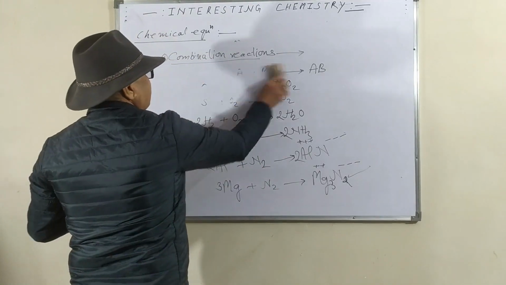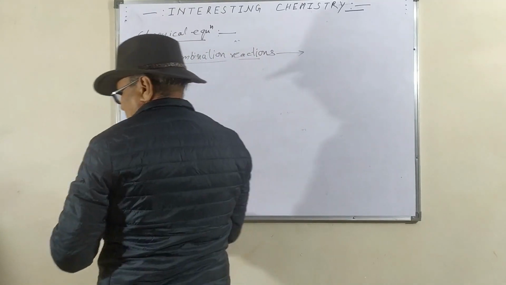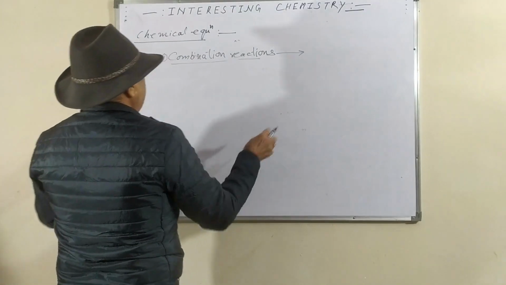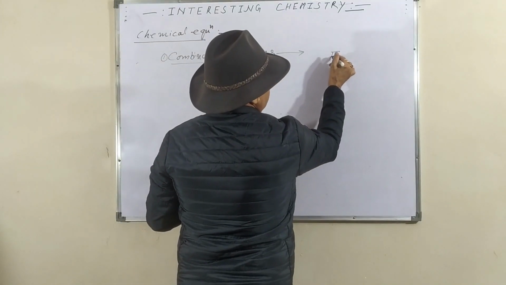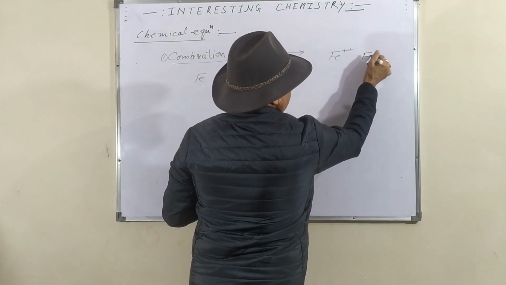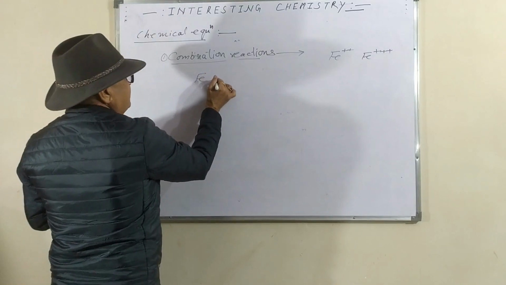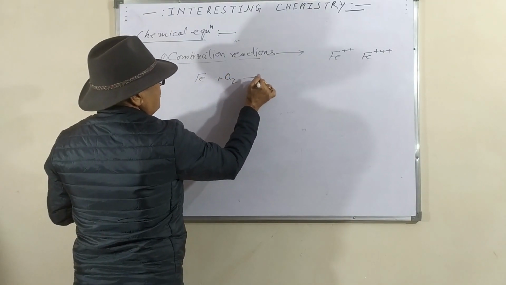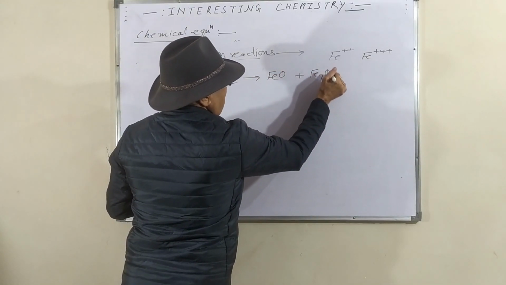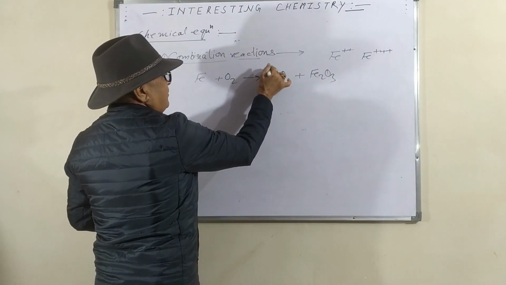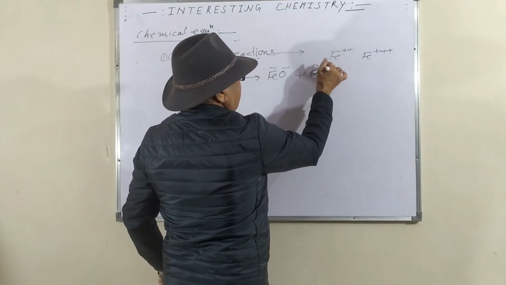Now take another example like this. This is also a combination reaction. Suppose you are taking Fe. As you know, there are 2 types of Fe, which I have told you: Fe2+ and Fe3+. When Fe is heated in the presence of oxygen, FeO plus Fe2O3 will be formed. FeO is with Fe double positive, and Fe2O3 is with Fe triple positive.